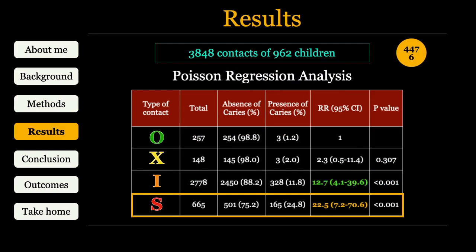So in the Poisson regression analysis, which was done at different levels, at tooth and child level, the S contact had a relative risk of 22.5, which meant that if a child had an S contact, the risk of proximal decay was 22.5 times more than that of the open contact. This was followed by the I contact, which had a risk of 12.7 times when compared to that of an O contact. And both the I and the S contact were significant with a p less than 0.001.